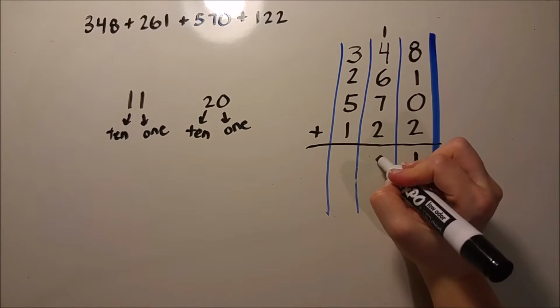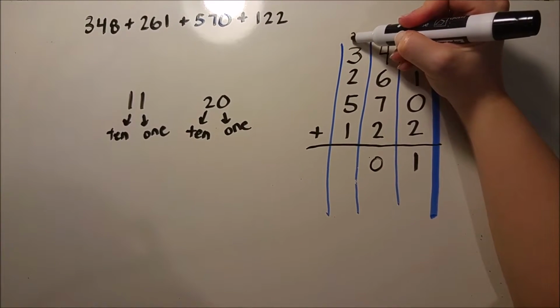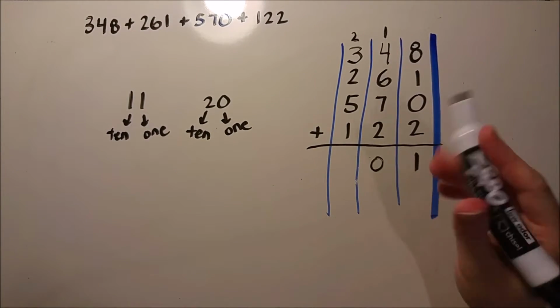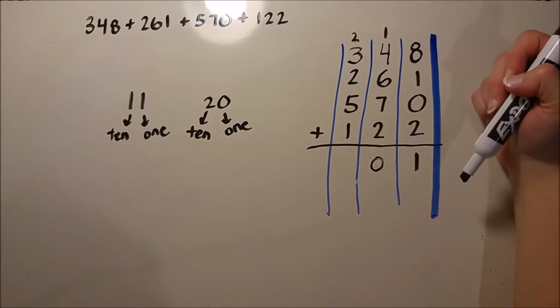You leave the 0, and you're going to save the 2 for later. You're going to put it next door. You can only fit 1 digit in a column. So now let's add these up.